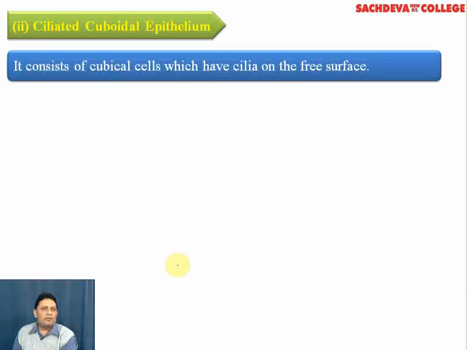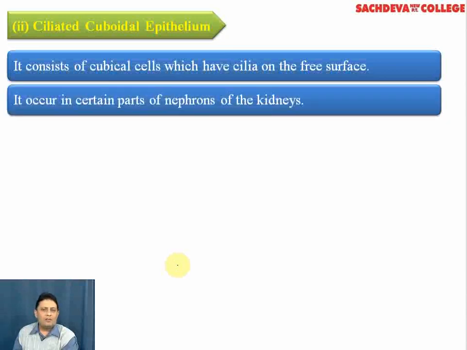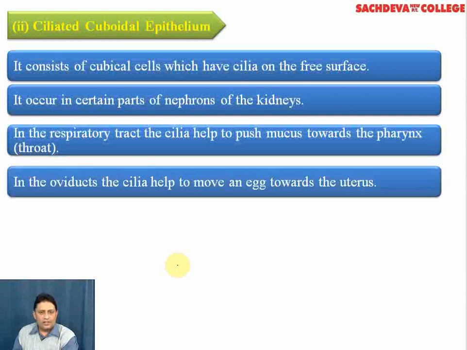Second type of ciliated epithelium is the ciliated cuboidal epithelium. It consists of cubical cells which have cilia on their free surface. It is present in some parts of the nephron. In the respiratory tract, cilia help to push mucus towards the pharynx. In the oviducts, the cilia help to move the egg towards the uterus.